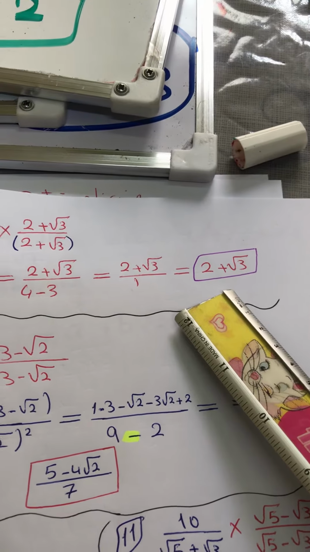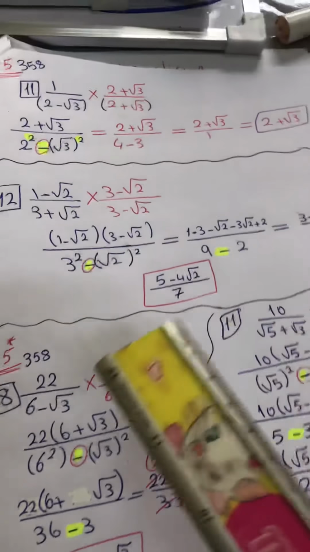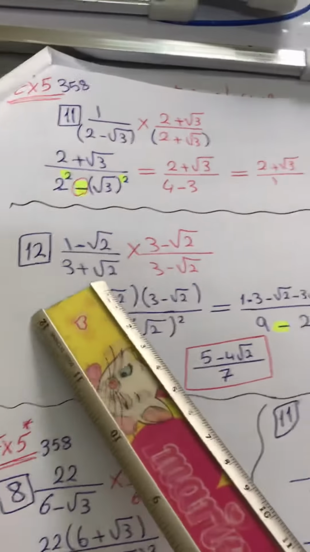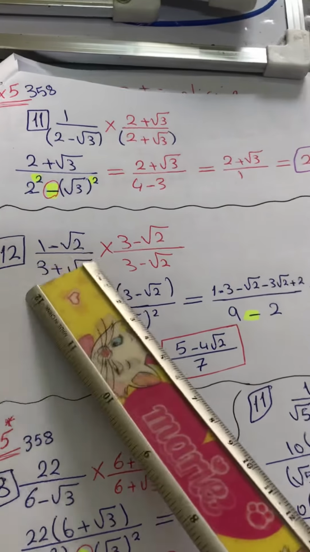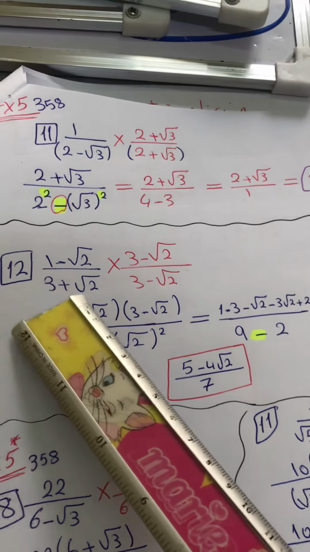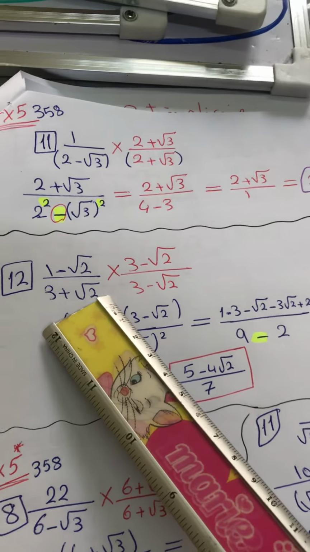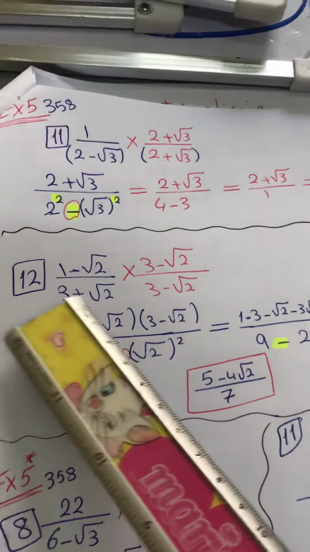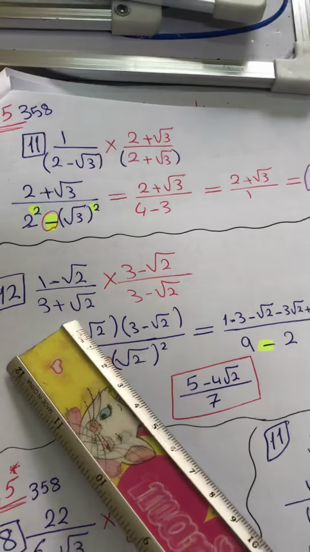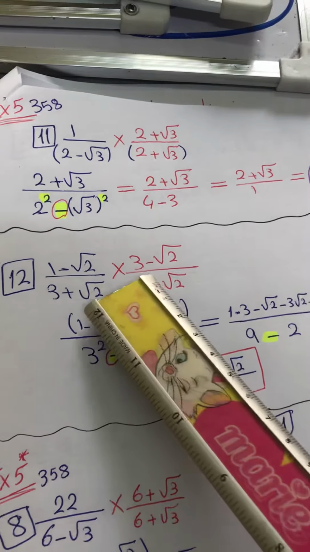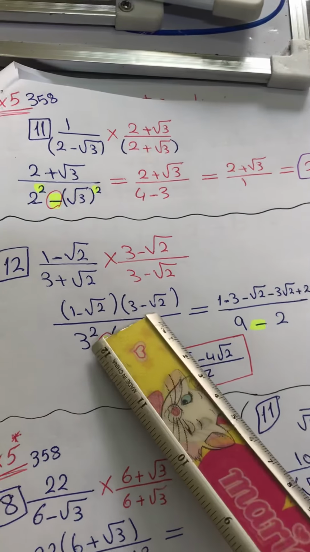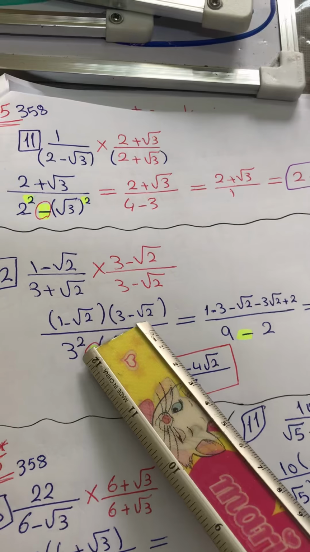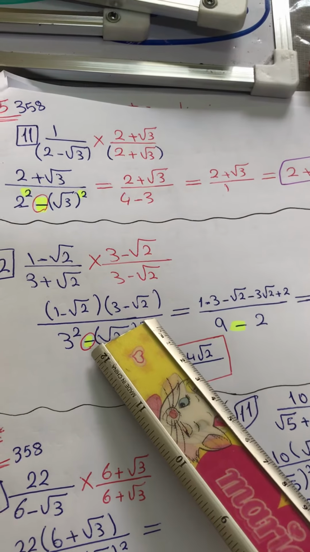Okay. Now I am still in exercise 5, page 358. We have 1 minus square root of 2 over 3 plus square root of 2. I multiply by what? By the numerator or denominator? By the denominator, but change plus into minus, like this. Okay? And up you have 2 brackets. You will solve them as I explained to you before.